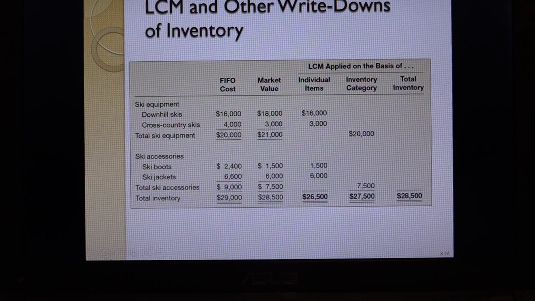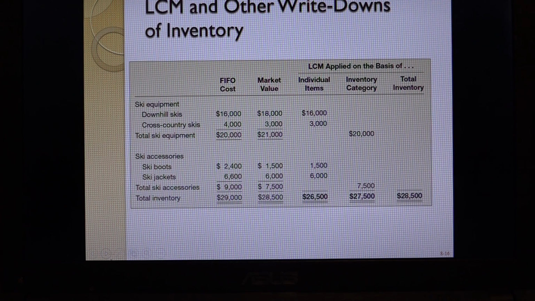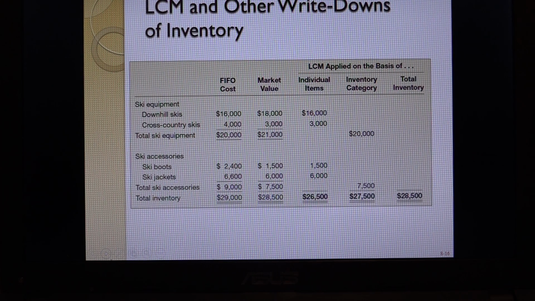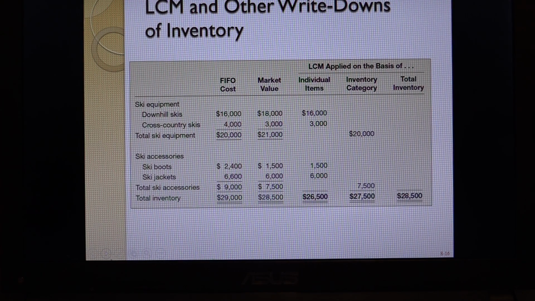So there's a couple of different ways we can do this. I don't want to spend a lot of time on this, but you can apply this to individual items, you can apply it to inventory categories, or you can apply it to total inventory. In this example, you've got this company who has their cost of each item. They've got ski equipment and ski accessories. And here you've got the individual costs of the two types of ski equipment. They have two individual items at $16,400, and then ski accessories, two items as well.